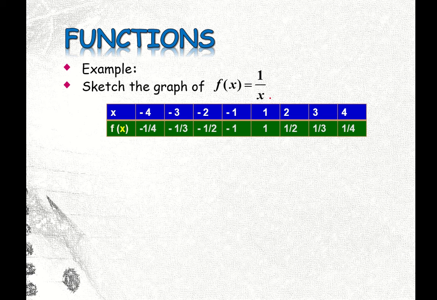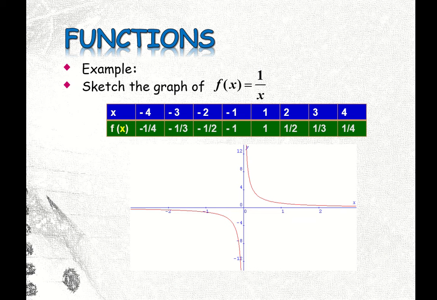When x equal to 2, we have 1 over 2. When x equal to 3, 1 over 3. When x equal to 4, 1 over 4. Similarly, for the negative values, when x equal to negative 1, 1 divided by negative 1 is negative 1. When x equal to negative 2, 1 divided by negative 2, so we have negative 1 half. When x equal to negative 3, 1 divided by negative 3, so negative 1 third. When x equal to negative 4, 1 divided by negative 4, so we have f of x equal to negative 1 fourth.